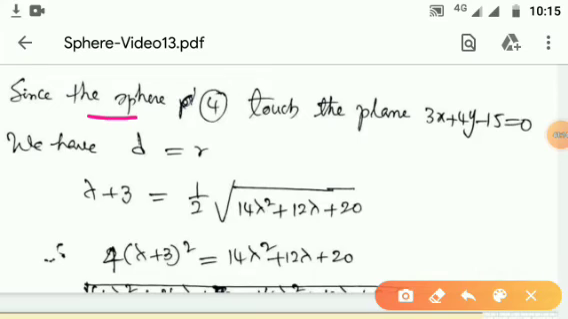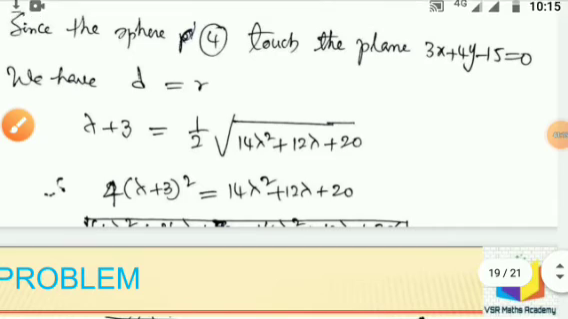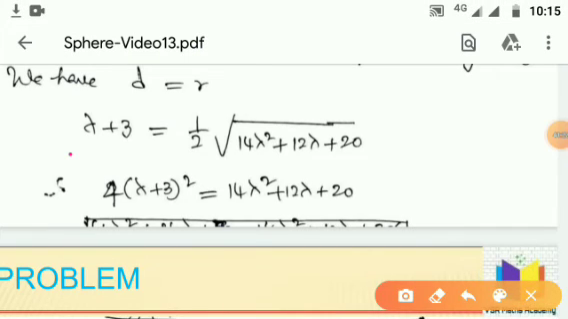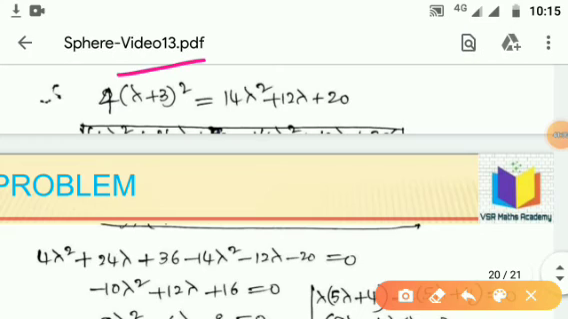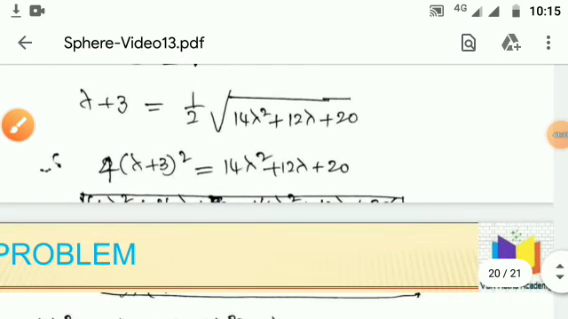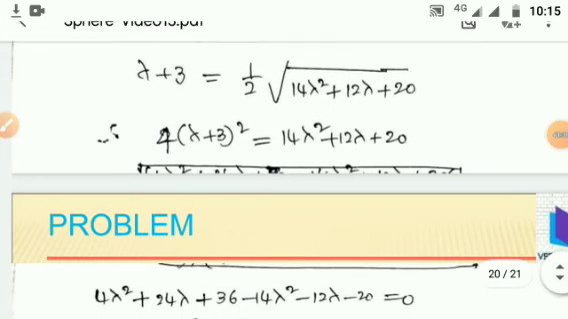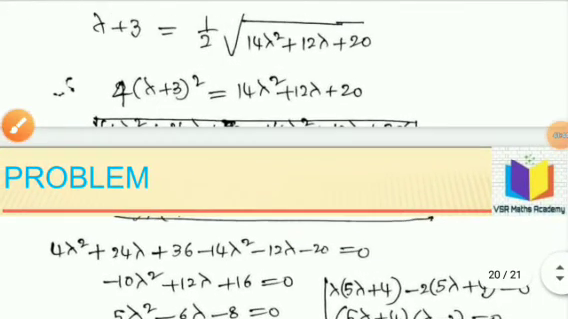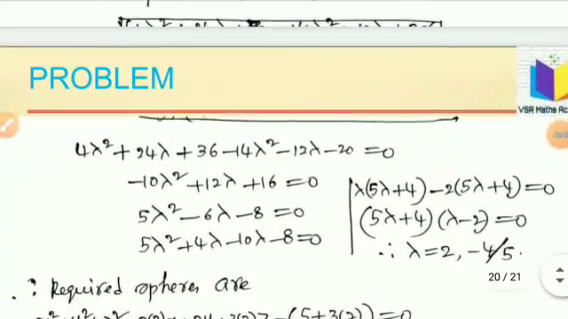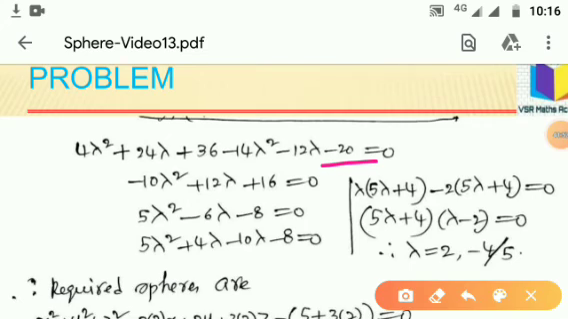Since the sphere touches the plane, we have d is equal to r. So this is d and this is r. Therefore, on simplification of this, by shifting 2 to this side, 2 into lambda plus 3, on squaring both sides, 4 into lambda plus 3 whole square. On squaring, the root will be cancelled here. Therefore, you will get 4 into lambda plus 3 whole square is equal to 14 lambda square plus 12 lambda plus 20. On simplifying the entire equation, finally you will get like this.